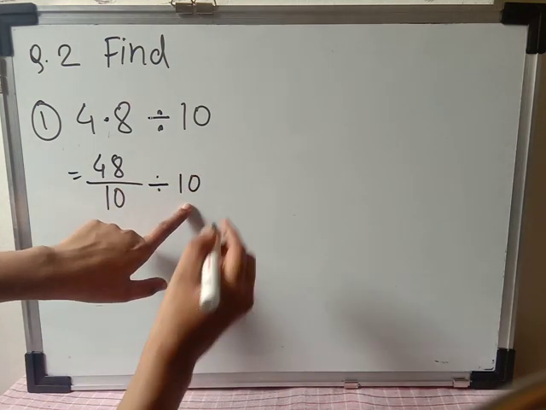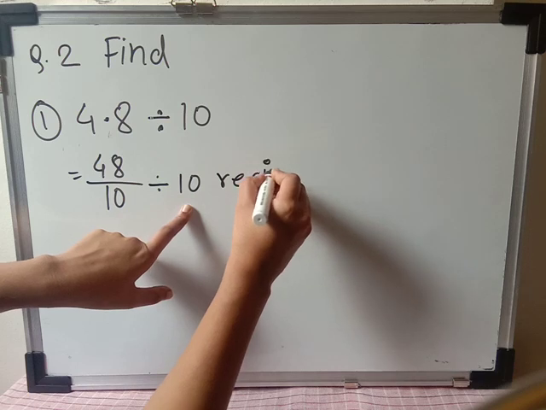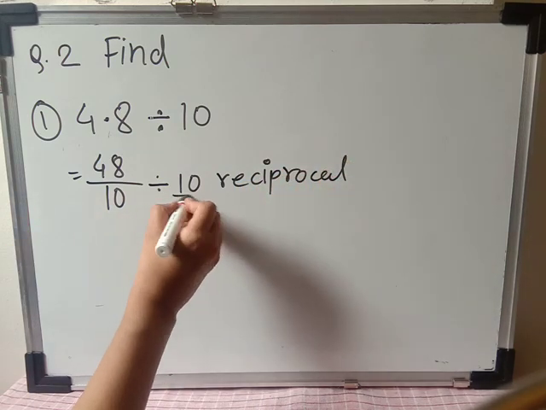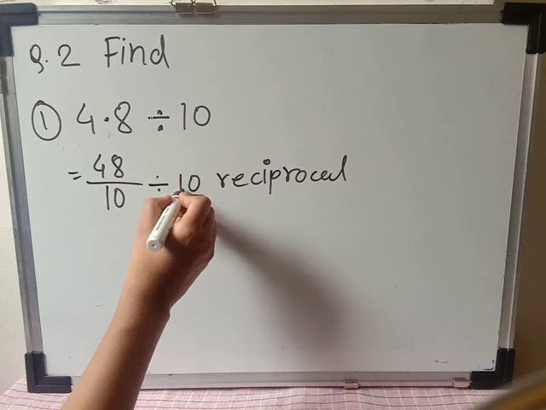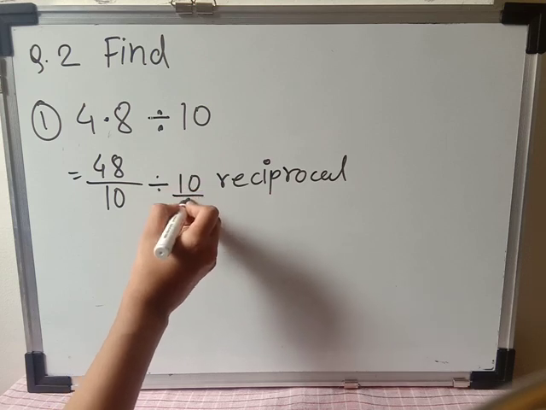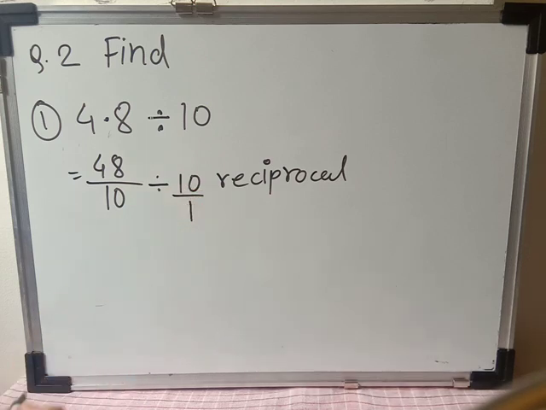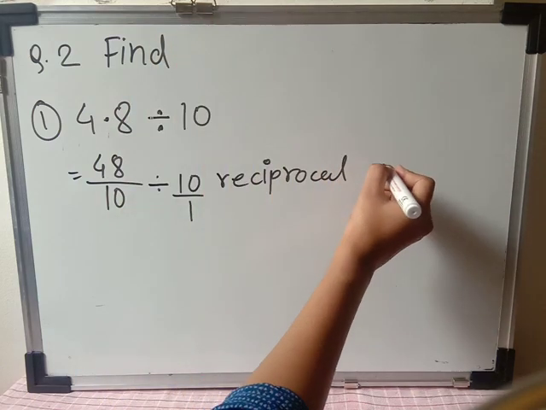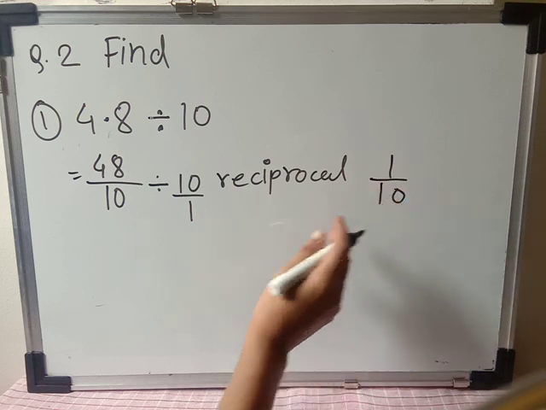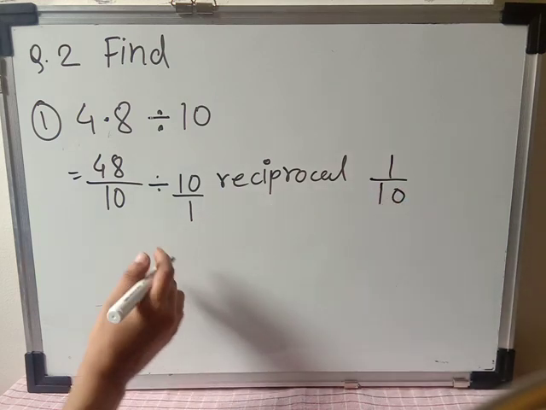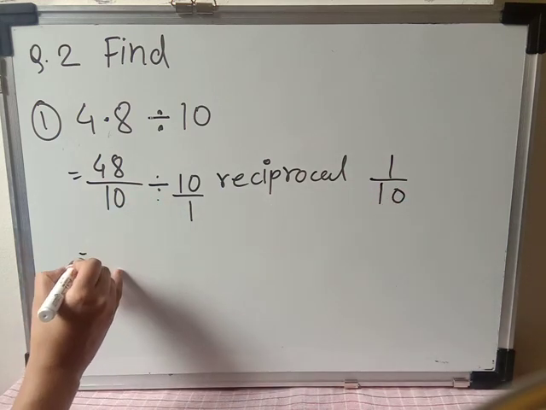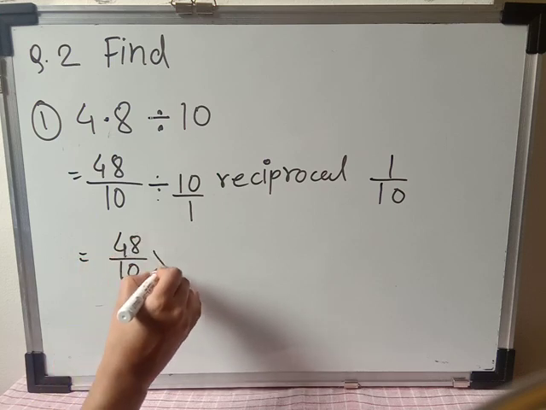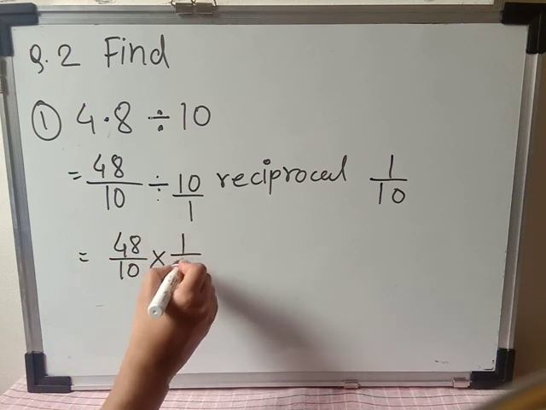Again I am going to take the reciprocal of 10. For the reciprocal, I need this number in fraction form, so first I write it in fraction form. 10 is a whole number, it takes the place of the numerator, and nothing is there for the denominator, so I can take 1. So the reciprocal of this number will be 1 upon 10. Since I have taken the reciprocal, I have to change the sign also. So here 48 upon 10 multiplied by 1 upon 10.